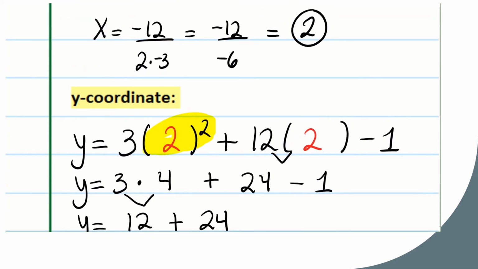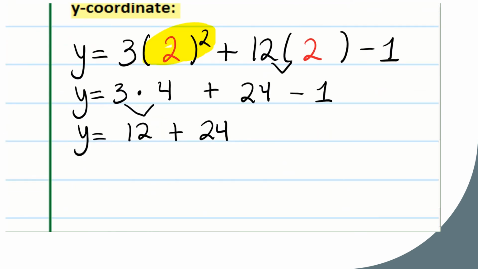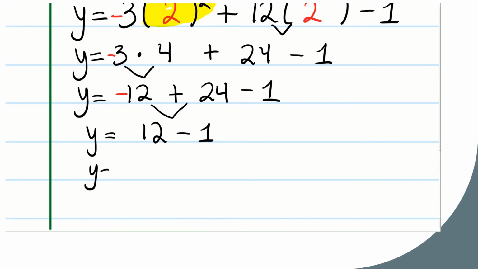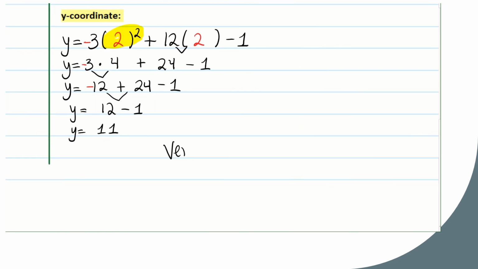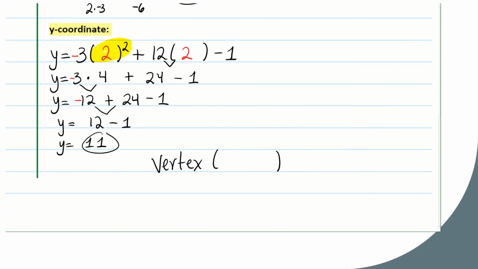The first number is half of the second number, but they should have opposite signs. And I forgot to include the negative in front of the 3. So don't make the same mistake I did just now, and don't forget your negatives. Now it makes sense. The first number is half of the second number, and one of the numbers is negative and the other one is positive. So we get positive 12 from adding negative 12 and positive 24. Subtract that and we get 11. So our vertex for this quadratic would be our x-coordinate, which was positive 2, and our y-coordinate, which was 11.